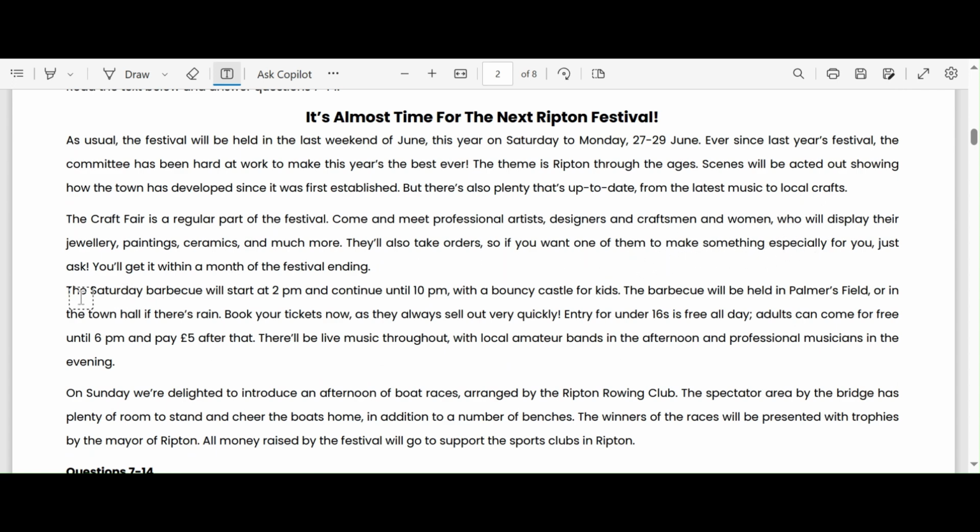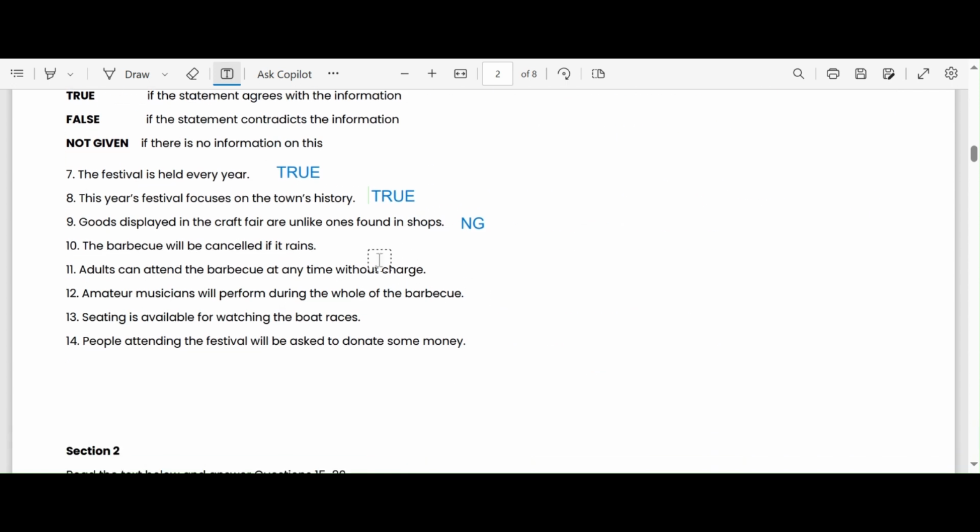Okay, so we read this paragraph. Let's move to the third paragraph. The Saturday barbecue will start at 2 p.m. and continue until 10 p.m. with a bouncy castle for kids. The barbecue will be held in Palmer Field, or in the town hall if there is rain. So, guys, it says it will not be cancelled, because if it rains, the barbecue party will be held in the town hall. So that means it's false, because it's not going to be cancelled, right? So here we are going to write false.